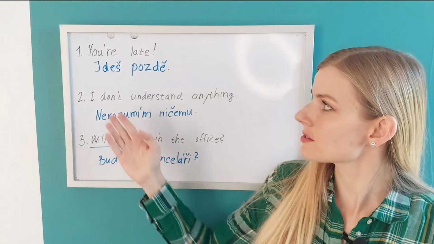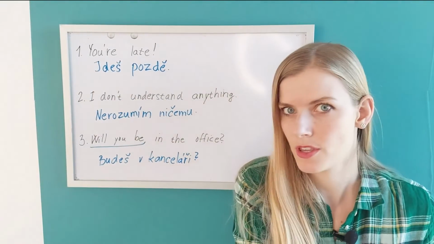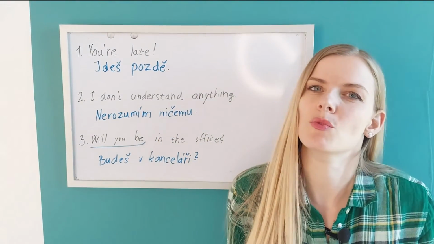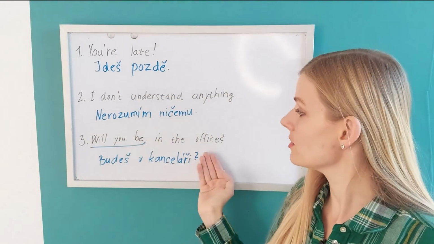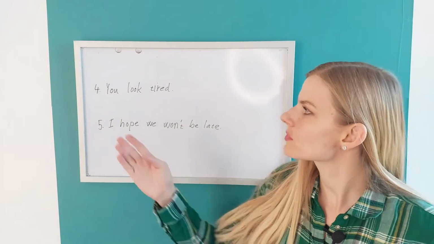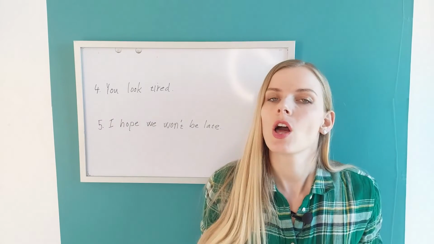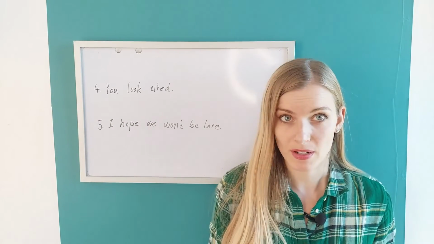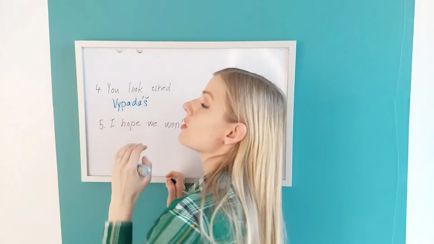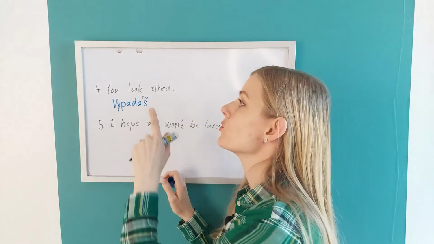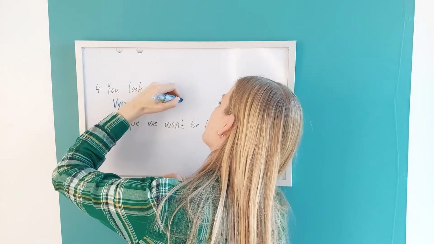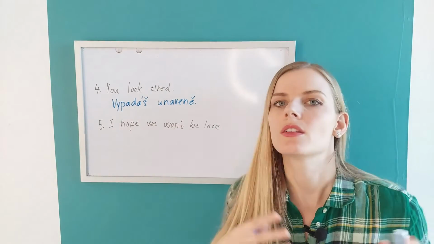Let's read these sentences. You're late. Jdeš pozdě. I don't understand anything. Nerozumím ničemu. Will you be in the office? Budeš v kanceláři? And 2 more sentences. You look tired. Remember that's vypadat and you have to use an adverb. Vypadáš. Unavený is the adjective and unaveně, that's the adverb. Vypadáš unaveně. You look in a tired way.